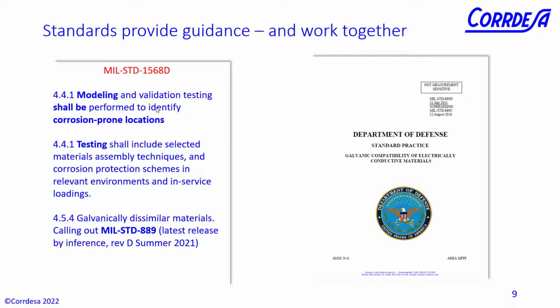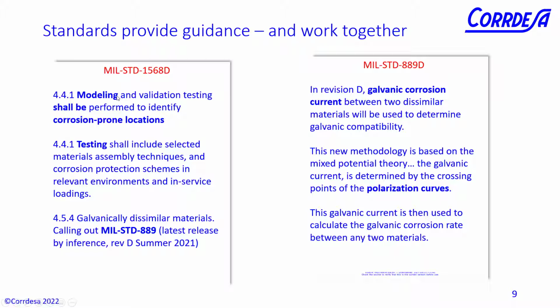Another thing here is galvanically dissimilar materials. It calls out MIL-STD-889, so it's actually 889D, which, like I say, was released in 2021. Over here on the right-hand side, what do we now know about the new MIL-STD-889D? I'll go into some details, but essentially the methodology is completely changed. No galvanic tables anymore. They actually use polarization data of the conductive dissimilar materials to determine the galvanic compatibility. This is a new methodology based on mixed potential theory, where you calculate the galvanic current, and I'll show you how that's done.